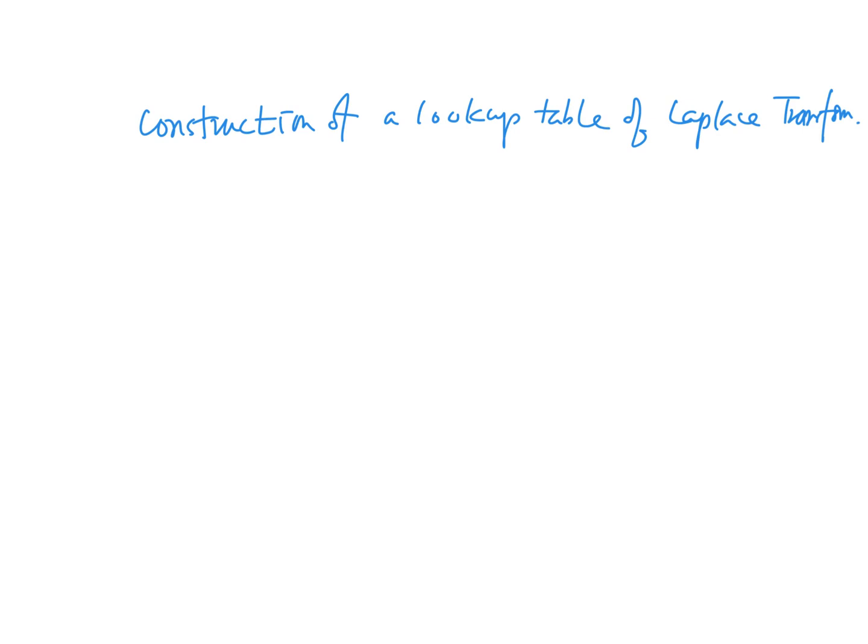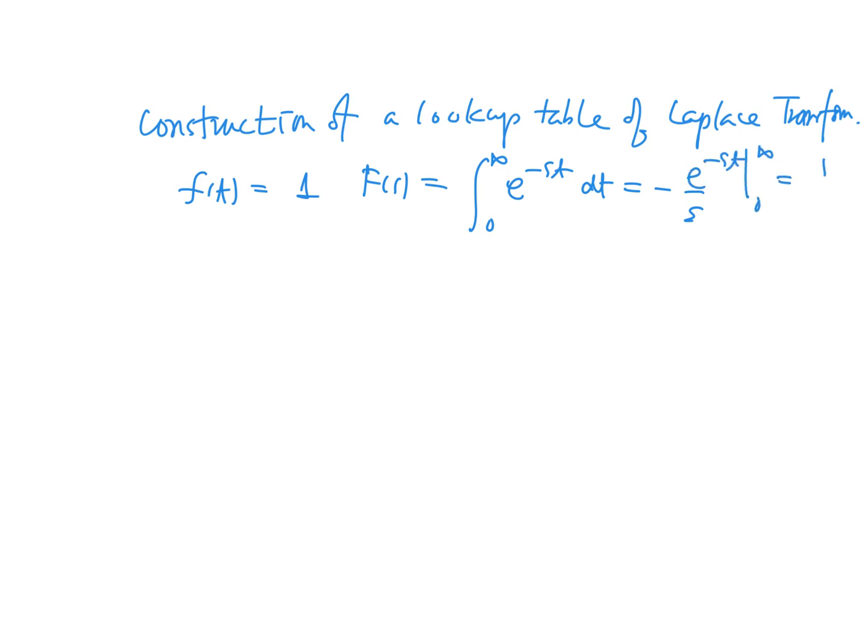So the easiest case, 1, right? So F(s) is the integral of e^(-st) dt, which is minus 1 over s e^(-st) from 0 to infinity, which is 1 over s.